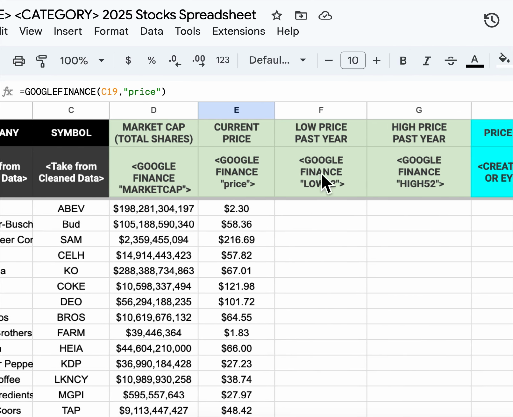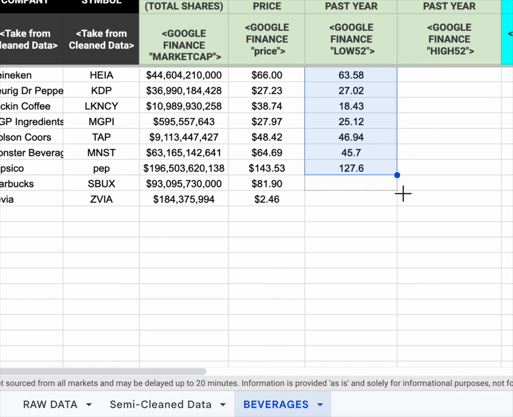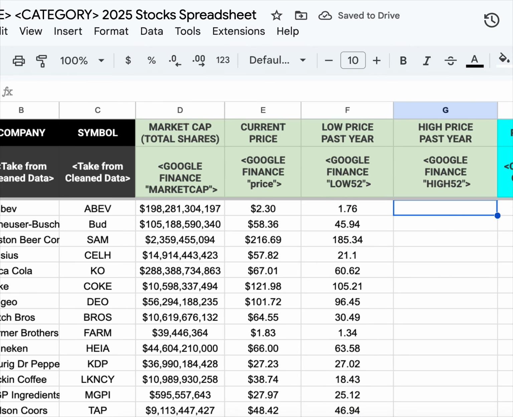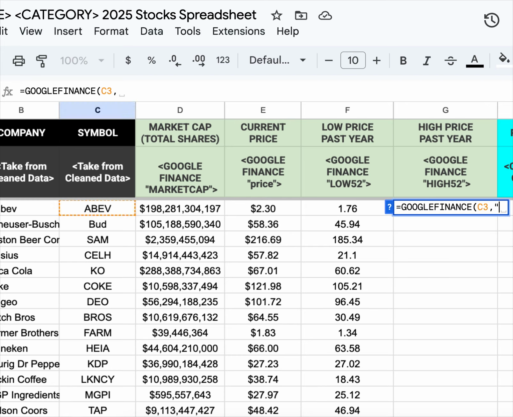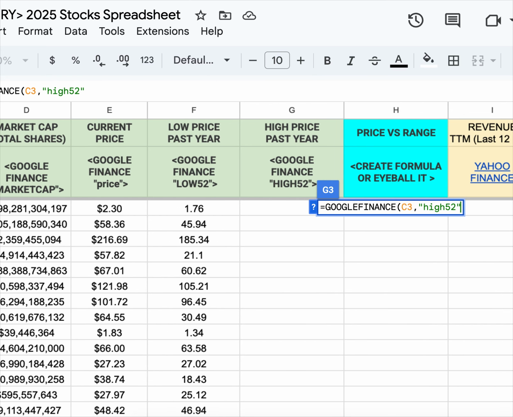Now the next two, low 52, high 52, that's 52 for 52 weeks. So it's like the lowest price it's been for the last year and the highest it's been. So equals Google Finance. Click the symbol, comma, and then it's low 52. There we go. Let's apply it to the whole thing. And this highest number it's ever been, Google Finance. Click the symbol, comma, high 52. Enter.